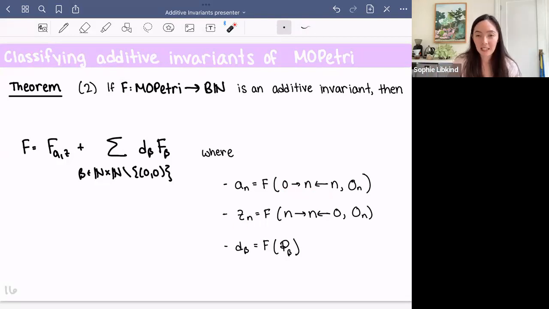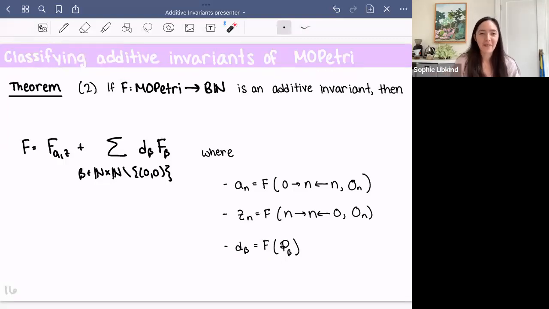Zn is sort of the opposite. It's F applied to this open Petri net, where the underlying cospan is the identity on the left-hand side, and the decoration is transitionless. So that gives us our FAZ, sort of what is F doing on transitionless open Petri nets. And then the other part is what is F doing on those Petri nets with transitions. So it's going to be the linear combination of F sub betas, where the coefficients are given by applying F to those canonical open Petri nets, P sub beta.